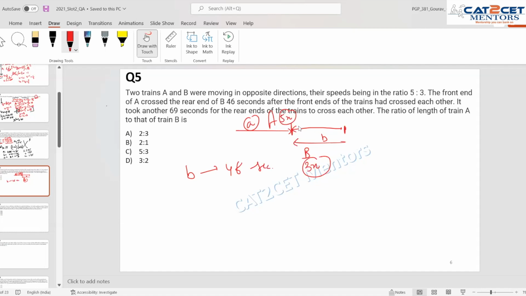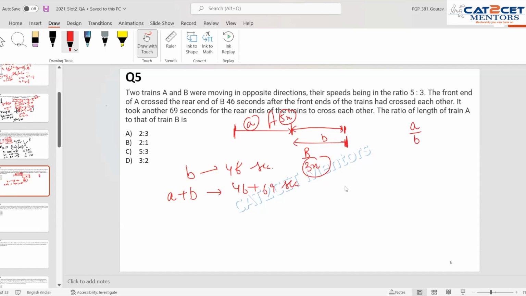Okay, and next we are given it took another 69 seconds for the rear ends of the trains to cross each other. Suppose here train A has arrived, here is train B, now we want both the rear ends of the trains to cross each other. In that case, how much distance do they have to travel? In that case the distance needs to be A plus B, and it takes another 69 seconds, that is 46 seconds plus 69 seconds, and we need to find the value of the ratio of length of A to B. So we need to find the value of A divided by B.